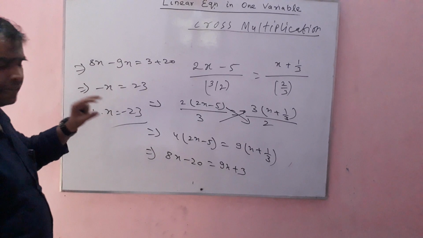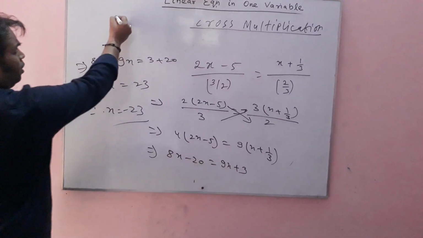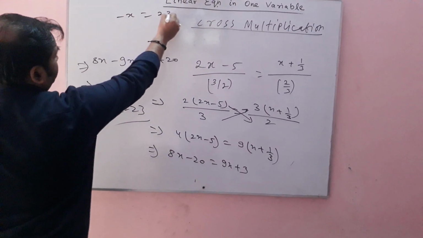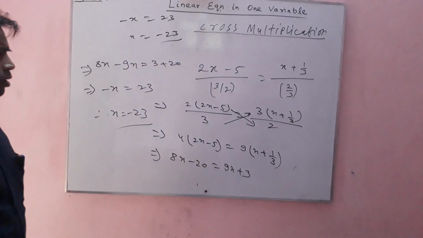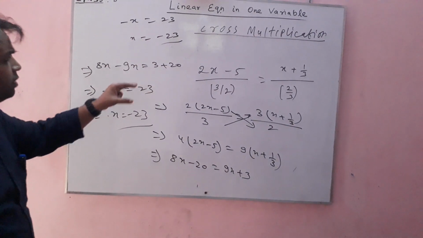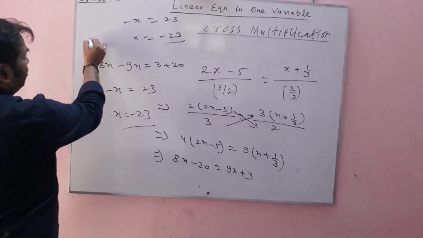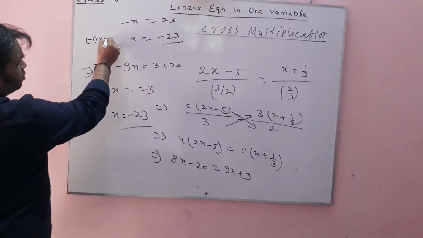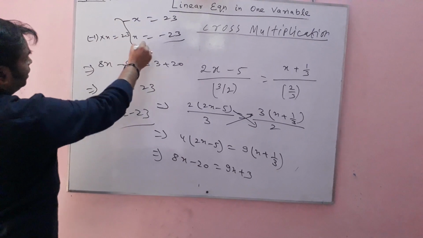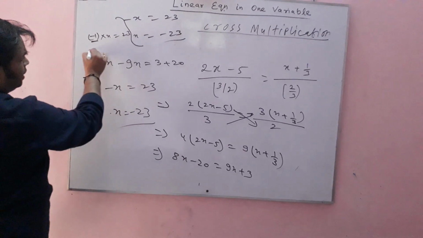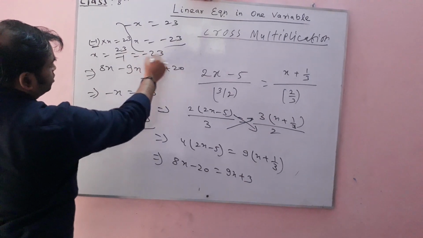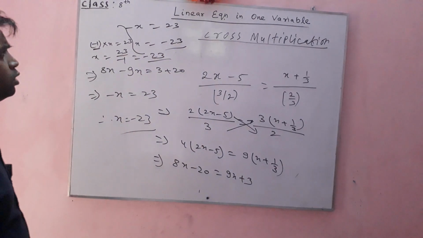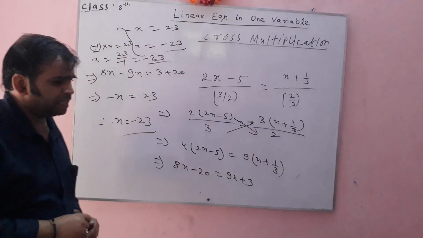Already I had explained this one time before. Minus x is equal to 23. Why is x equal to minus 23? Because see here, minus x we can write as minus 1 into x is equal to 23. So that minus goes to the other side, so the value would be 23 by minus 1, so minus 23. Now you get it? So this is the cross multiplication method.